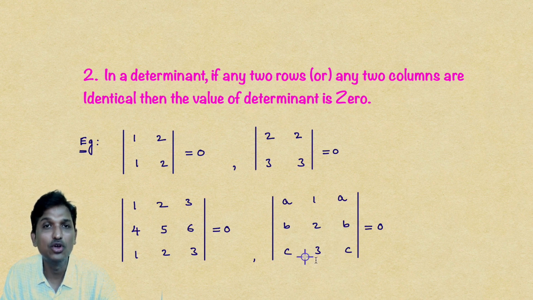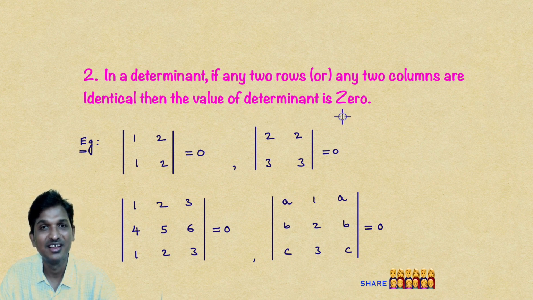Then what is the value of this determinant? The value of this determinant is 0. Without expanding, you can tell that the value of this determinant is 0 because two columns are identical. What is the second property? In a determinant, if any two rows or any two columns are identical, then the value of the determinant is 0. I hope you are understanding this.